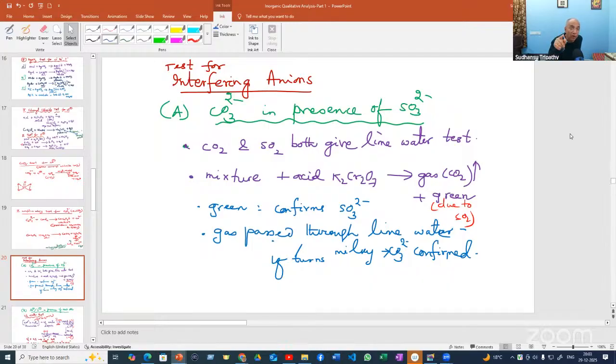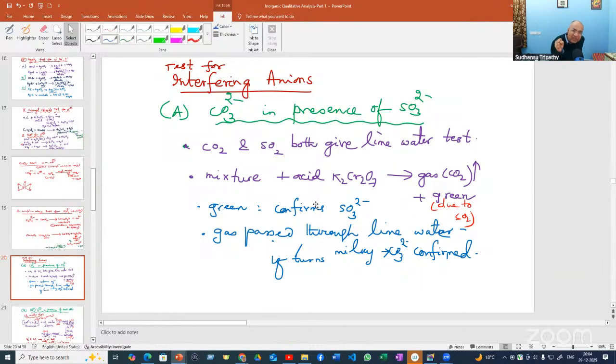I was telling you how to test nitrate ion in presence of nitrite: kill the nitrite ion by using some alloy and then test for nitrate. Similarly, here you add acidified potassium dichromate to the solution. If you find the gas is still produced, and that is an odorless gas that turns lime water milky, and the solution becomes green, it is because SO2 cannot fly.